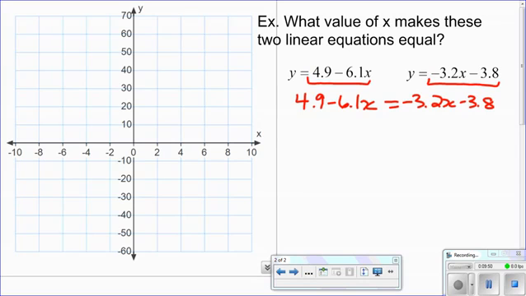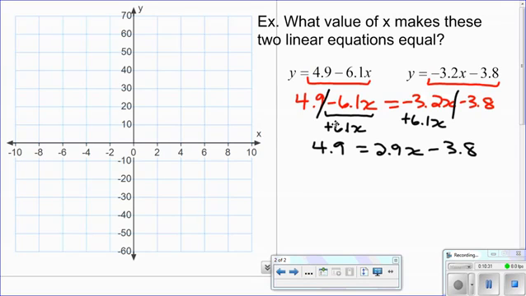So we're going to solve the same way as normal. I notice each side has 2 terms again. I'm going to move the negative 6.1x because if I add it to both sides, then x becomes positive. If I was to move the negative 3.2x over, the x would become more negative, and then I'd have to divide by a negative, and then I'd have to remember sign rules, and who has time for that? So I'm going to add 6.1x to both sides. So then we get left with 4.9 equals 2.9x, so now it's positive, minus 3.8.